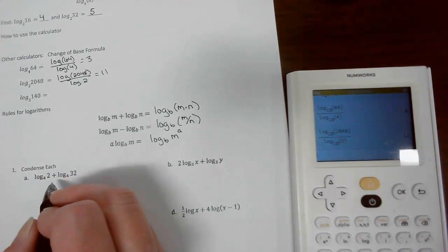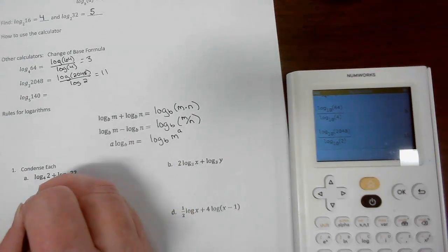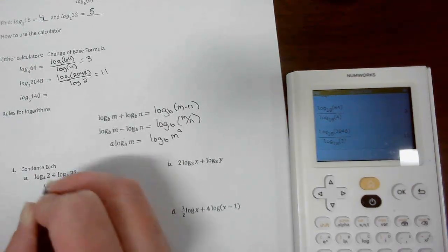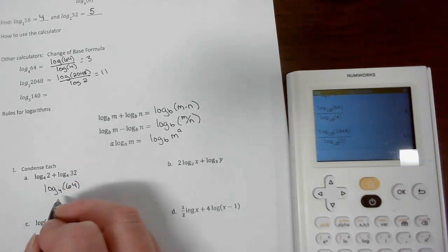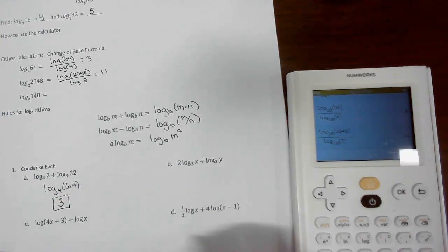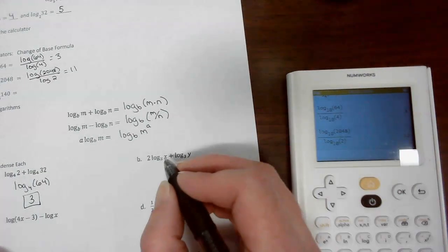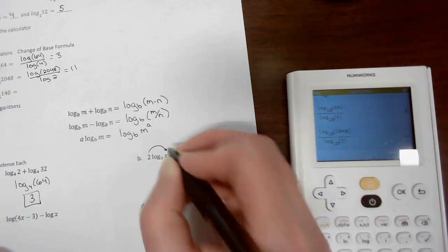So if I have log base 4 of 2 plus log base 4 of 32, I could combine them by multiplying the arguments. So 2 times 32 is 64. And now that's something I can figure out, because 4 to what power is 64? 3. A number in front becomes an exponent. So this comes up and becomes an exponent.